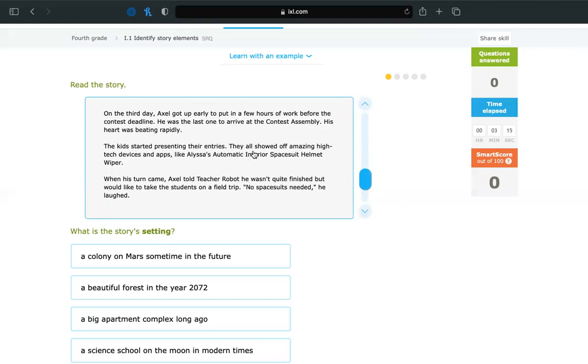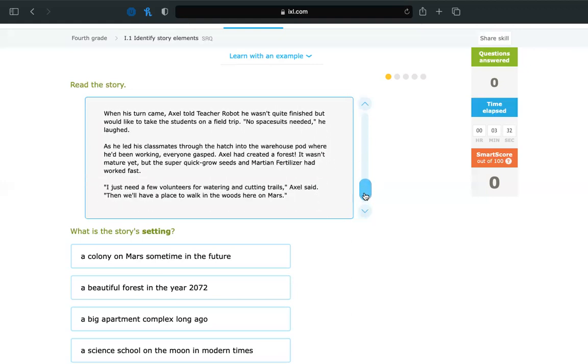The kids started presenting their entries. They all showed off amazing high-tech devices and apps, like Alyssa's automatic interior spacesuit helmet wiper. When his turn came, Axel told Teacher Robot he wasn't quite finished, but would like to take the students on a field trip. "No spacesuits needed," he laughed. As he led his classmates to the hatch and to the warehouse pod where he'd been working, everyone gasped. Axel had created a forest. It wasn't mature yet, but the super quick grow seeds and Martian fertilizer had worked fast. "I just need a few volunteers for watering and cutting trails," Axel said. "Then we'll have a place to walk in the woods here on Mars."